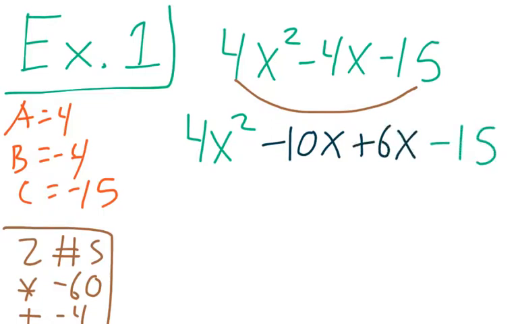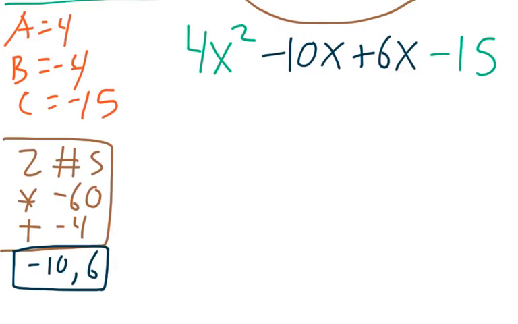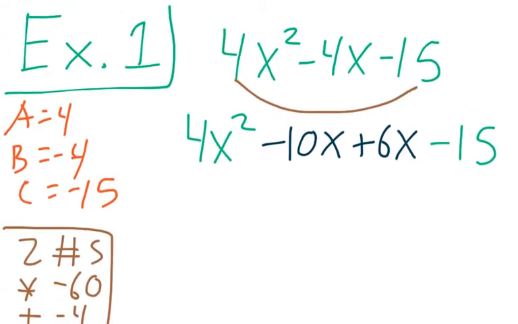So look, if I take negative 10 plus 6, I get negative 4. So those two numbers I found, once I add to negative 4, I'm just going to change this to be negative 10 plus 6. Same thing, just looks different. Now I factor both parts.